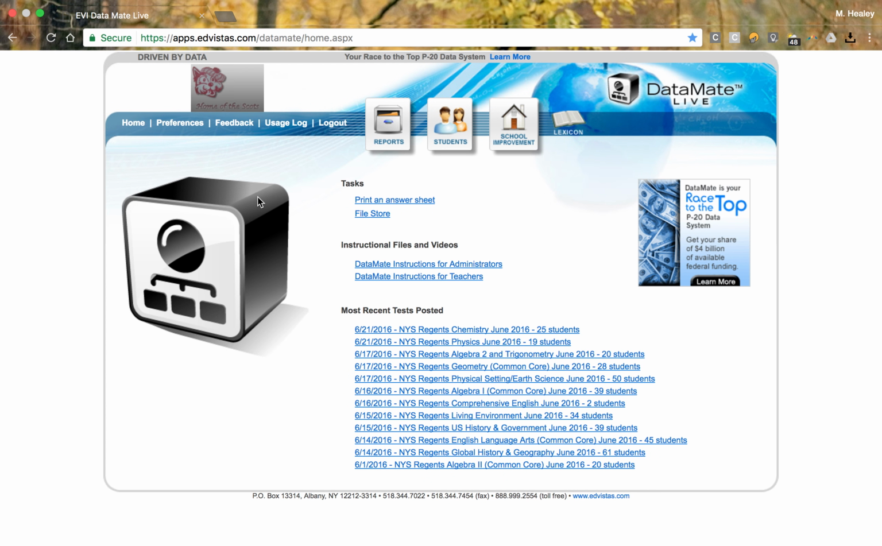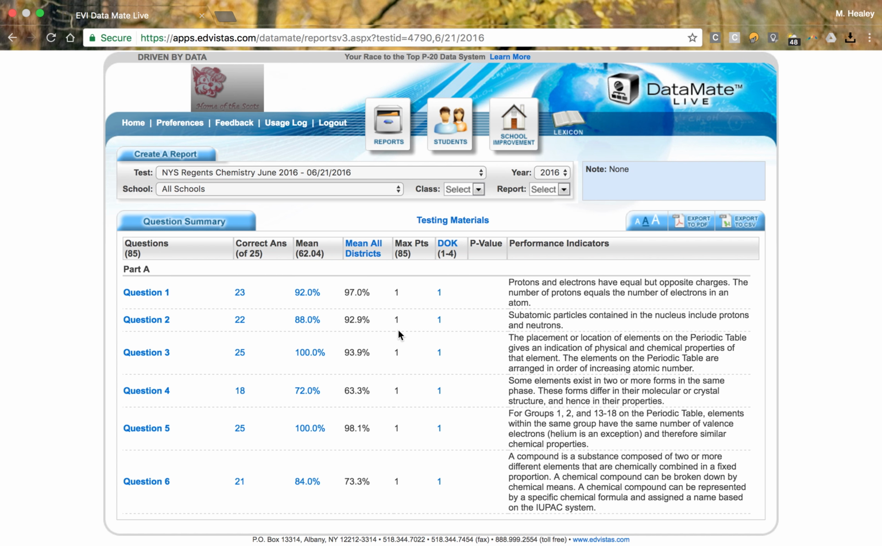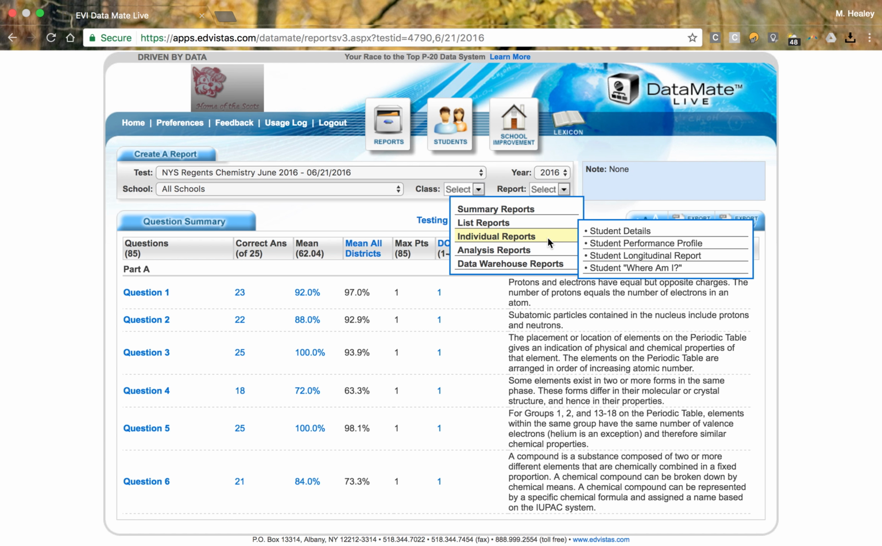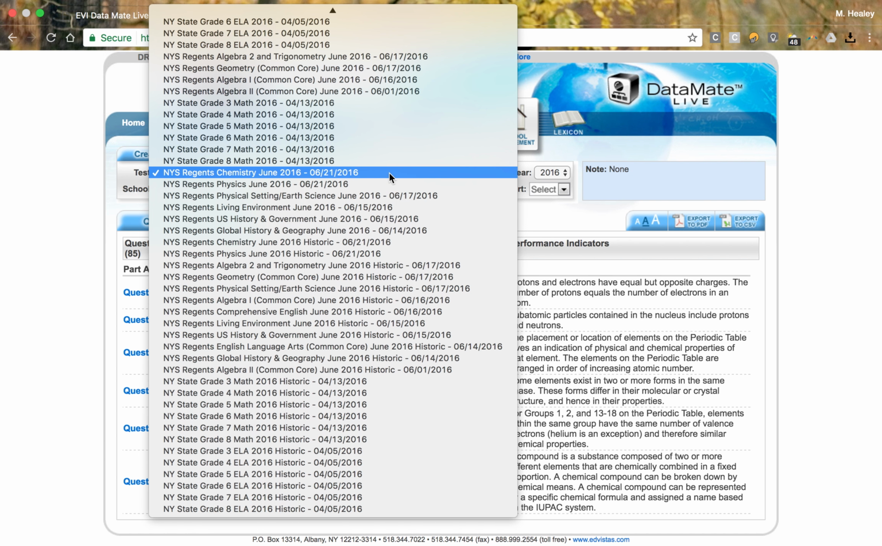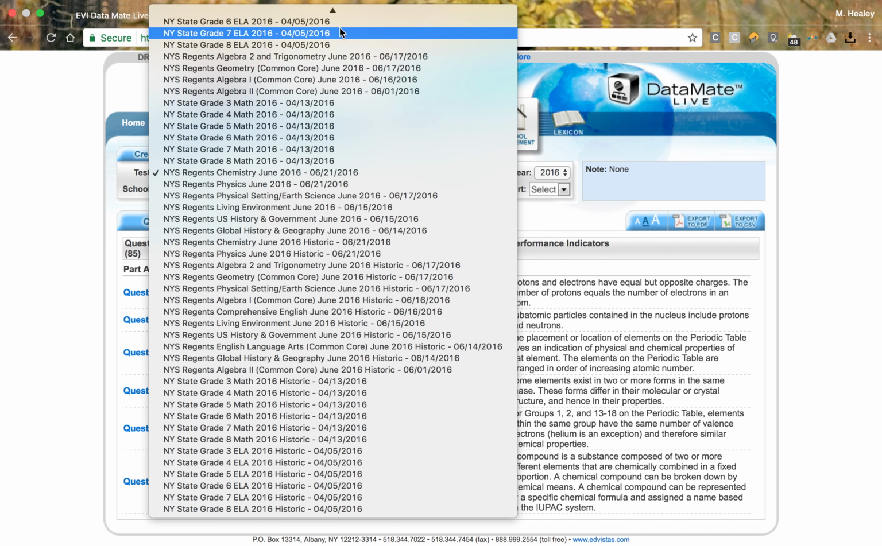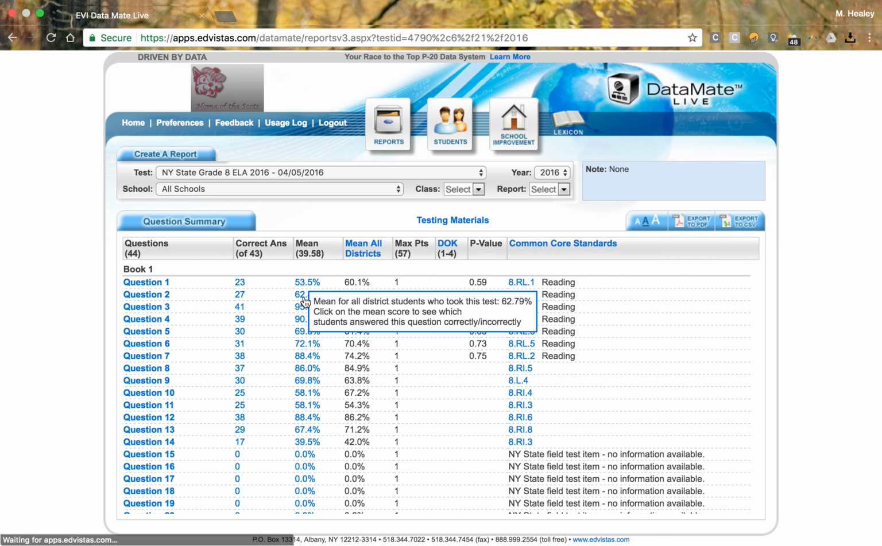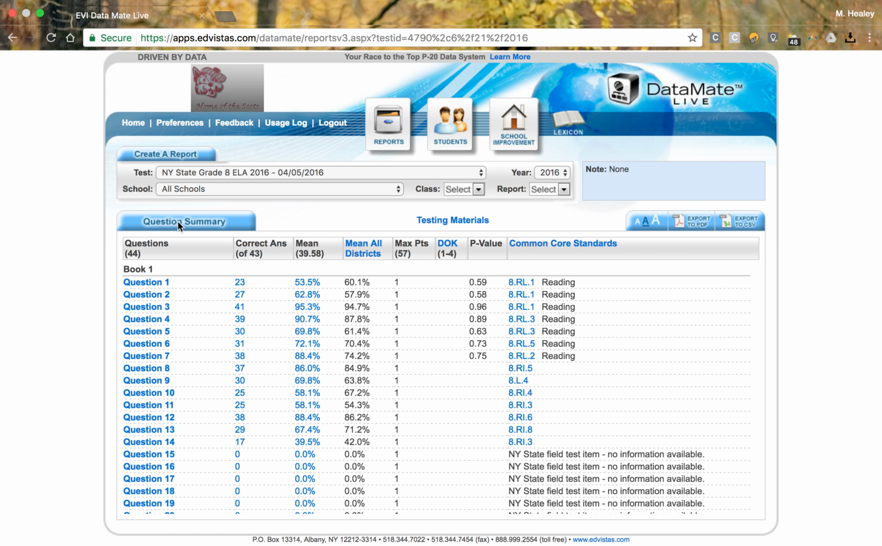So let's take a look at how you can analyze a state assessment and take a look at how performance here in our district relates to Common Core standards. So whatever exam you want to pick, I'm going to pick, let's just do 8th grade ELA for June 2016. You have our question summary, which is our default report. And you can see from video 2, we talked about how to analyze or read this information here.